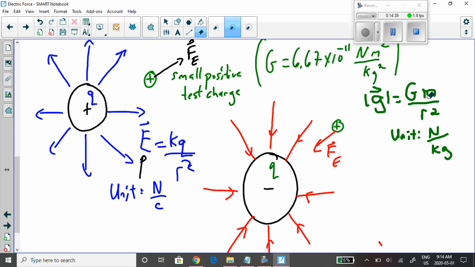Gravity is caused by mass. Electric fields are caused by charge. So instead of a mass m, we've got a charge q and so many coulombs, divided by r squared.